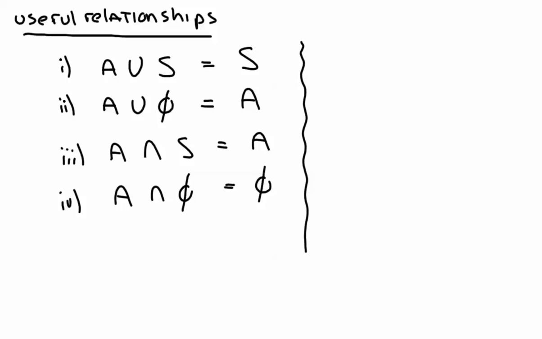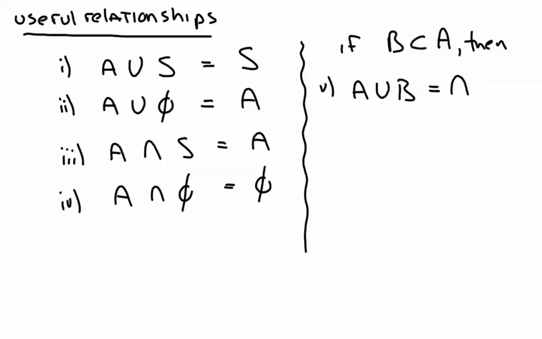A couple of other simple relationships. If B is a subset of A, then our fifth property would be that A union B equals A, and our sixth property is that A intersect B equals B. If B is a subset of A, then A intersects B at B. If B is a subset of A, then the union of A and B equals A. Alrighty?